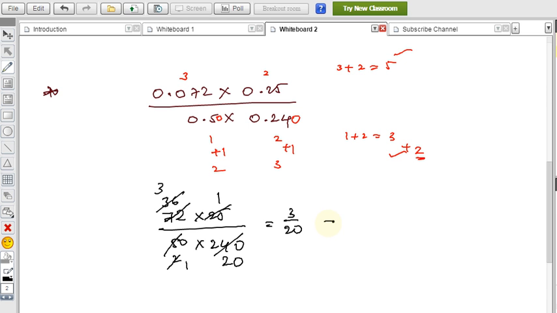We can do the division. 3 divided by 20, we will get 0.15. Just do the division: 3 by 20, put 0 point, 2 ones are 20, 10, put 0, 2 fives are 100, so 0.15. Make the number of digits equal and you can simplify this.